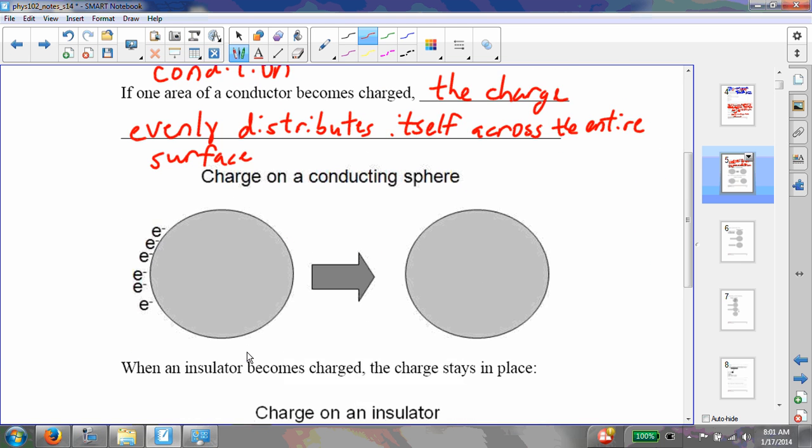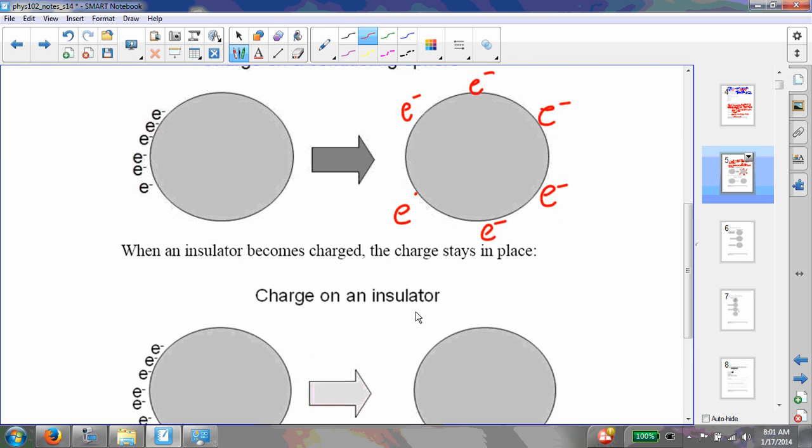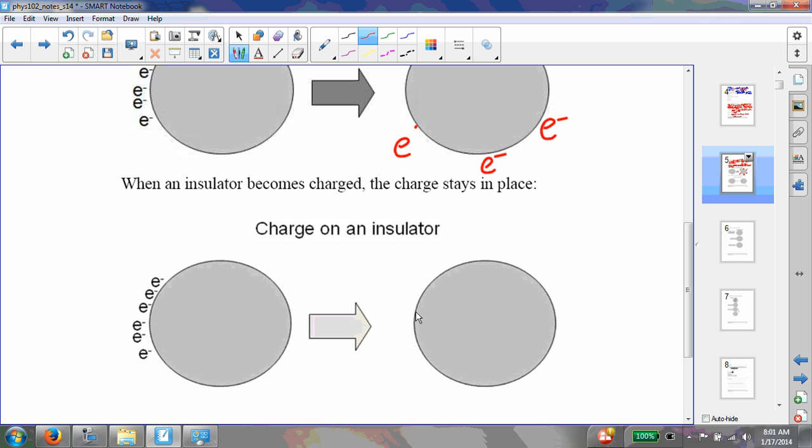Say, for example, you have a conducting sphere here, made out of metal or whatever, and you deposit some electrons. Because they're like charges, they're going to be repelled from one another, and because of those repulsive forces, we're going to get a distribution of charges where they're evenly spaced all over the sphere. They find this equilibrium position because of those repulsive charges. However, when an insulator becomes charged, the charge stays in place. If I place these on an insulator, they're not going to move at all, because in an insulator the electrons don't readily move around. They're going to stay exactly where you put them.